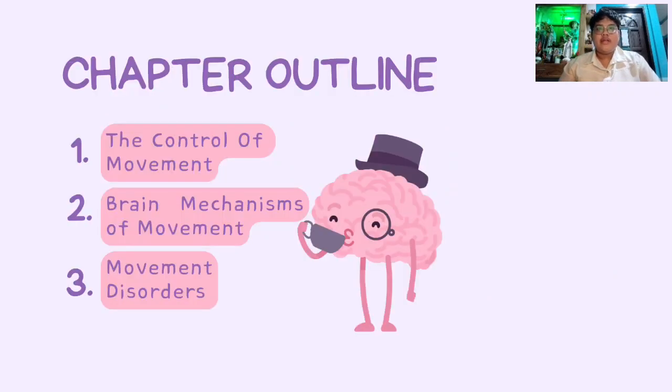For the chapter outline, as you can see, we will be tackling three topics, starting with the control of movement, brain mechanisms of movement, and lastly, movement disorders.